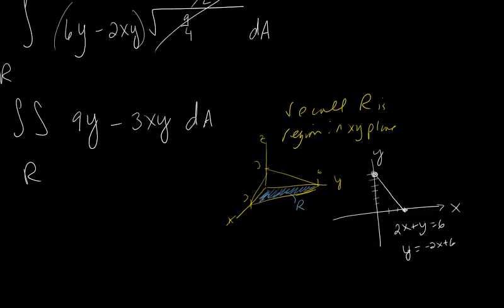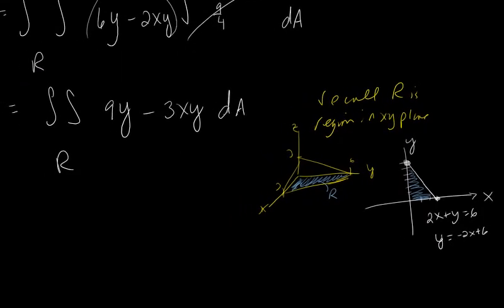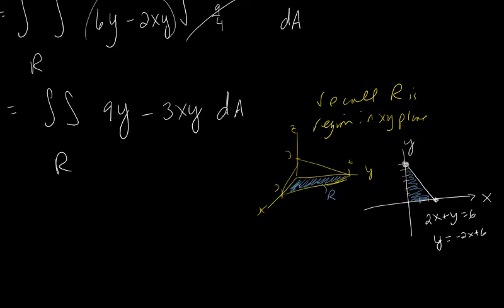So our region R here is bounded above by y equal to negative 2x plus 6, and below by y equal to 0, the x-axis, and on the left by x equal to 0. So that's going to be our boundaries on our region.